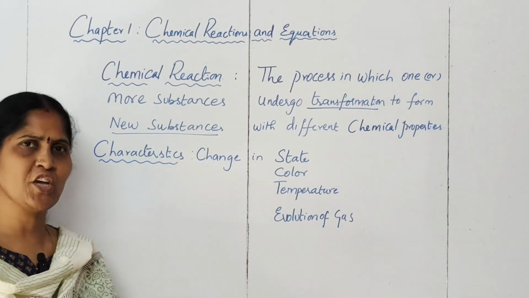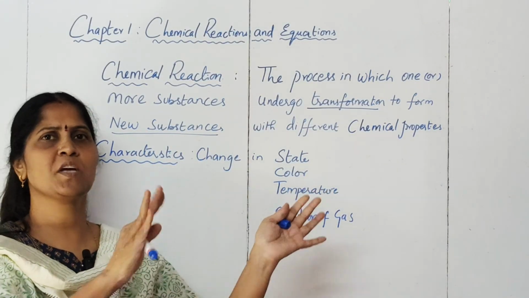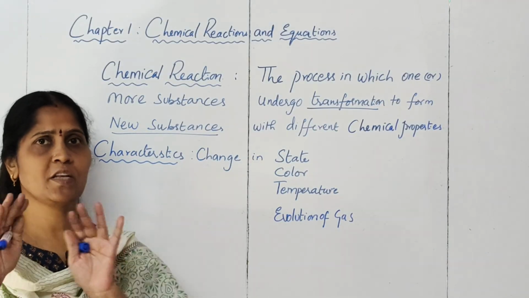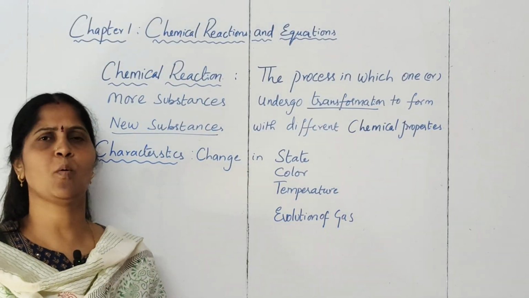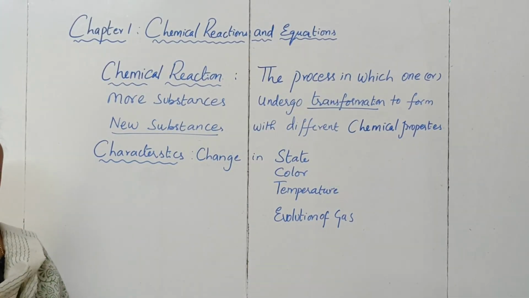There is a total change in the chemical composition of the substances which were present initially and which have been obtained in the final stage. Such a reaction is what is called a chemical reaction.